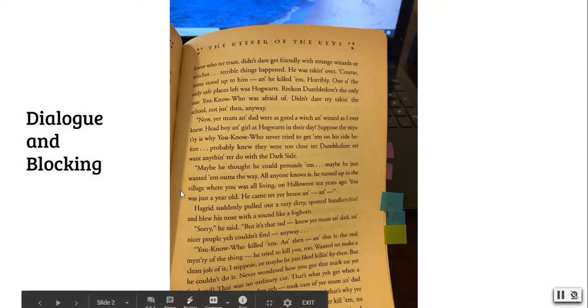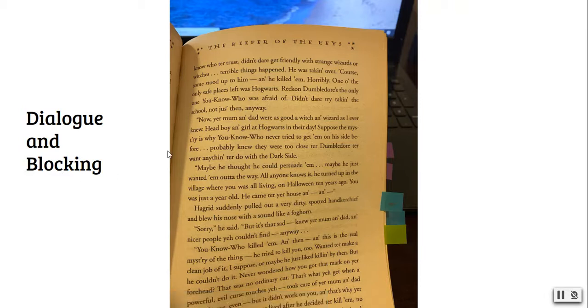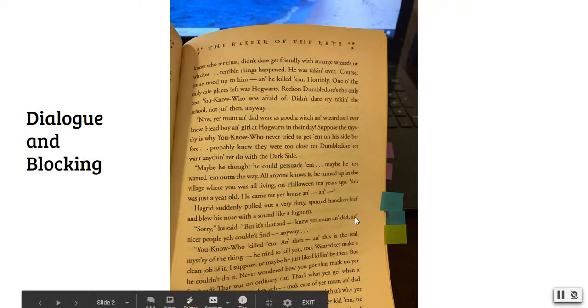This last sentence right here, where Hagrid is doing something, that is called blocking. When we have dialogue in our stories, our characters don't just stand still like robots. They're usually doing things while they speak. And this is called blocking, and we use blocking to help lend some personality to your characters. It also helps us understand the characters better. So here, Hagrid's telling the story to Harry about what happened to his parents, and you can infer that he's getting a little worked up about it. He's getting a little sad. So that's blocking. They go hand in hand.